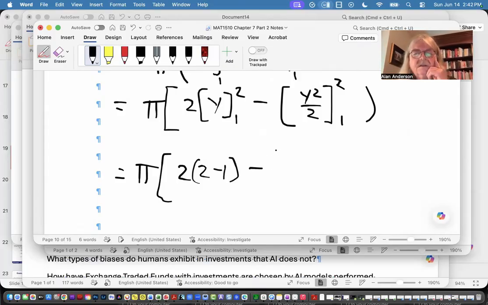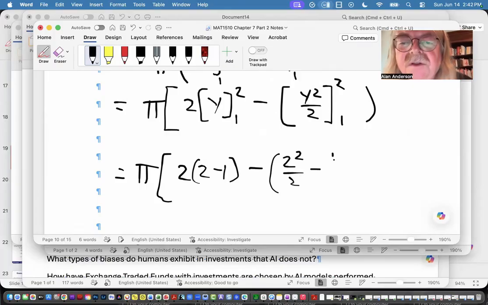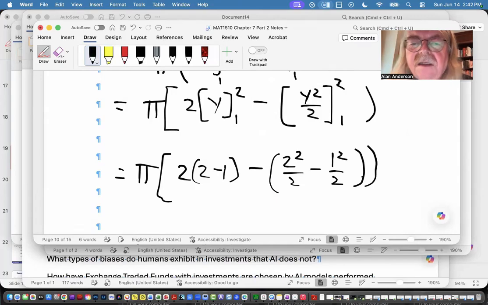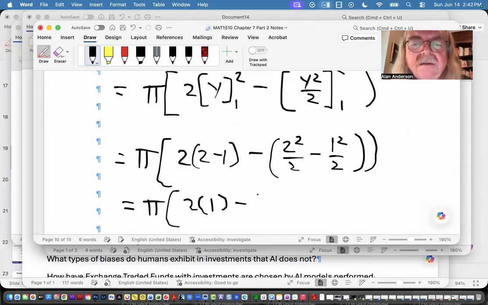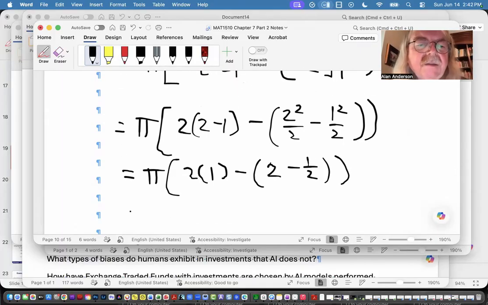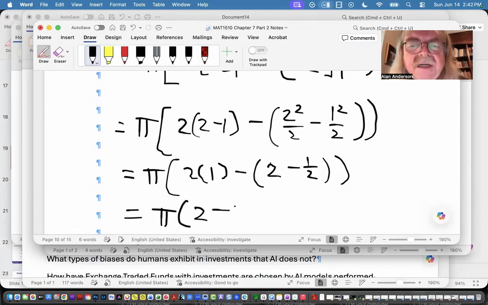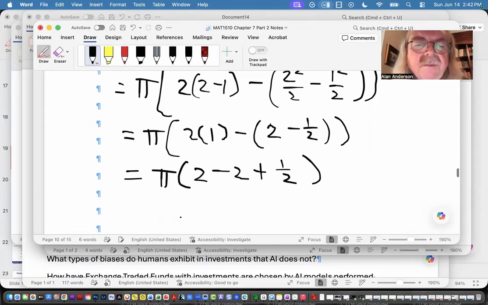This one is 2 squared over 2 minus 1 squared over 2. All right. 2 times 2, 1 rather. And here we've got 4 halves, which is 2, minus 1 half. So we have pi times 2 minus 2 plus 1 half. So we end up here with pi over 2.